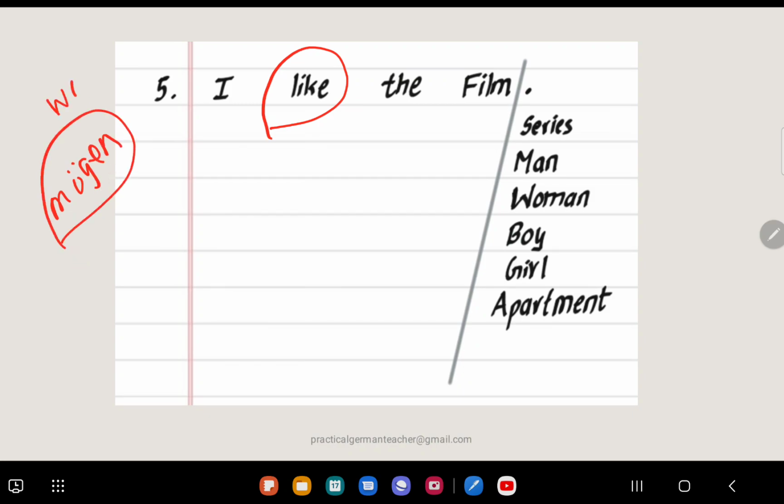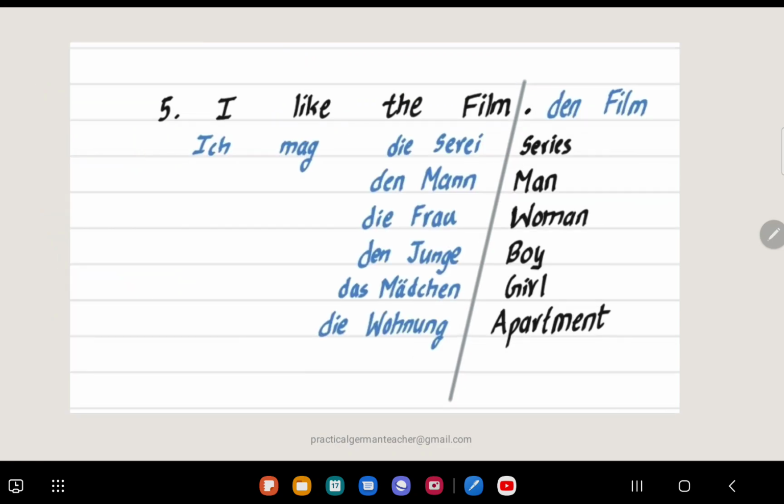Also, you can use this modal verb wollen, right? When you just want to say, I like this, you can say mögen. When you want to say, I want this, you can say wollen. So to say, I like something, I like this.